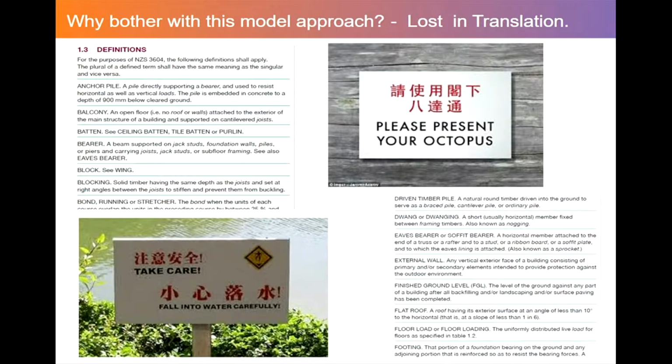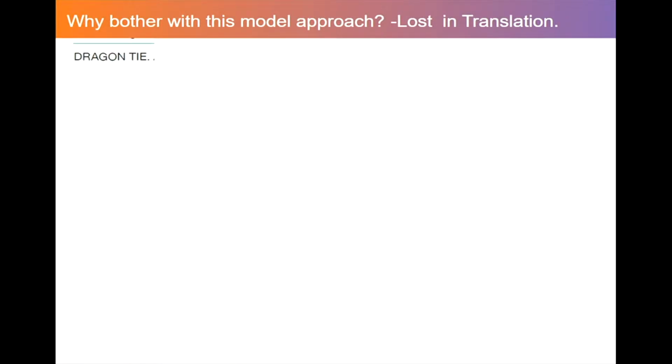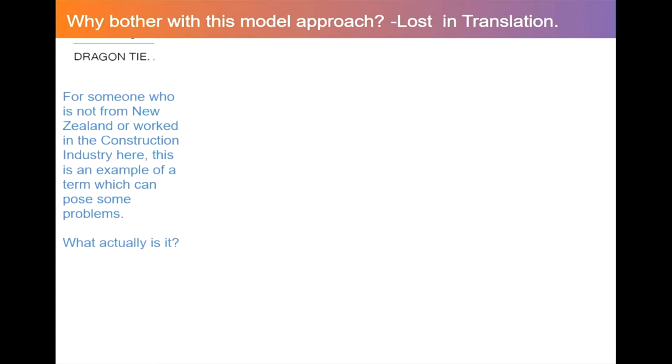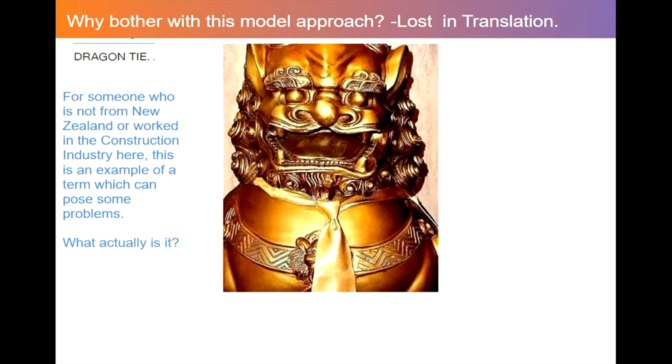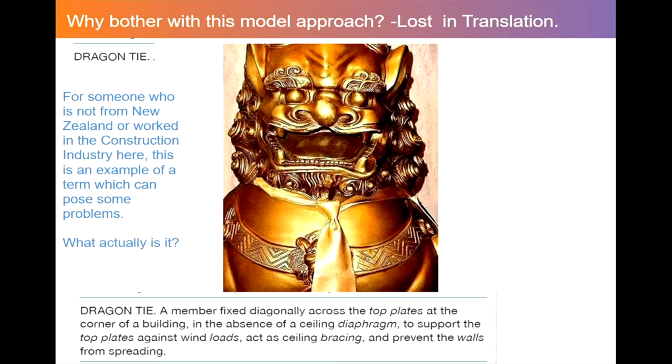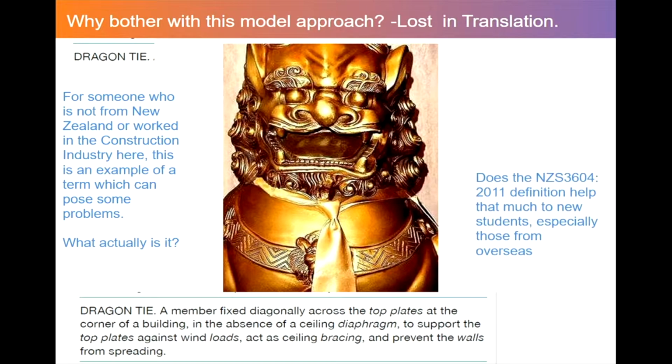So another challenge was this thing called dragon tie, and this is a particular thing I've never heard of. What is it? It could be this, but it's not really that. It's one of the more interesting ones that I always refer back to. And according to 3604, it tells you what the member is and what it's meant to do. And if you're a student, especially a level 5 student, does that mean a lot to you, especially at the formative stages? So the model is hopefully going to help them see, well, what system is it part of?